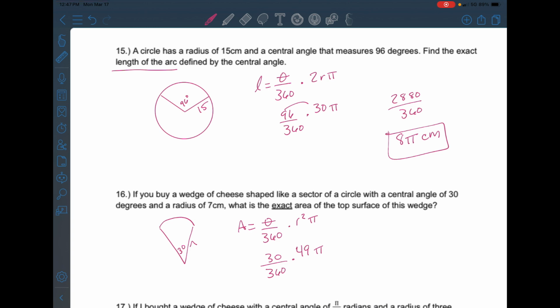I'm sorry, 30 times 49, and you get 1470. Divide that by 360 to see if it comes out to be a whole number, and I don't think it does. 30 times 49 divided by 360. No, it comes out to be a decimal, so we're just going to leave it like this, but we can also reduce.